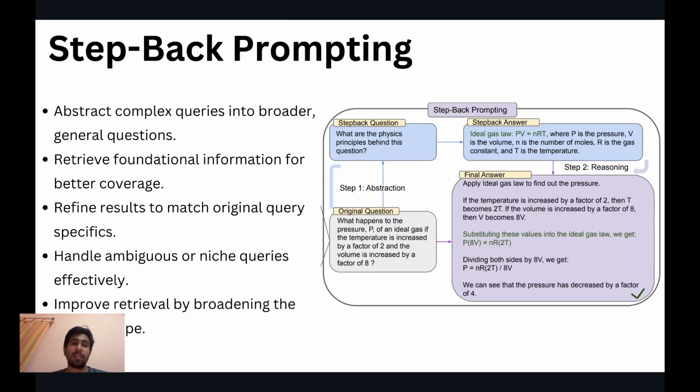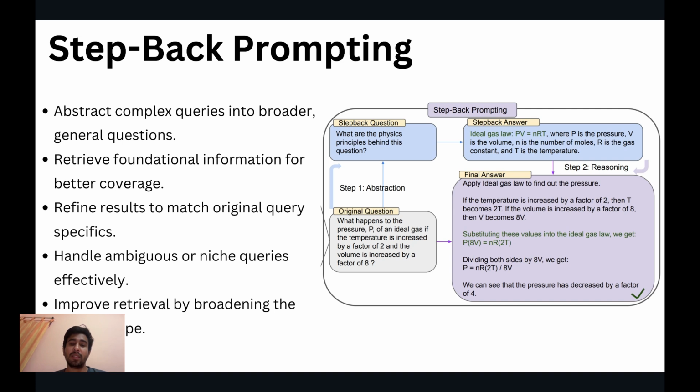There is another technique called step back prompting. An abstract and complex query is converted into a broader and general question. We retrieve foundational information for better coverage. It refines the results to match the original query specifics, and it handles ambiguous or niche queries effectively. It improves the retrieval by broadening the search scope. So here is an example that has been given.